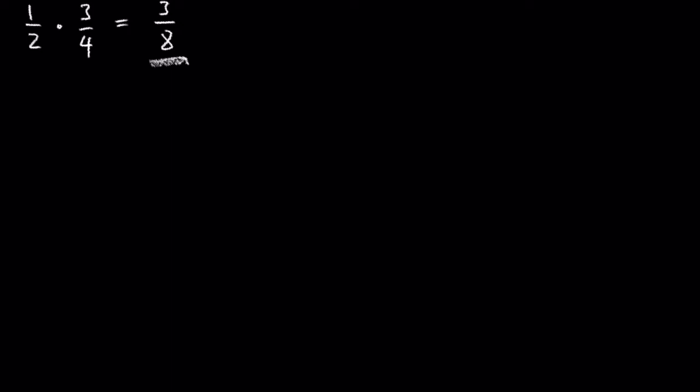Now let's look at this example. 5 over 7 multiplied with 2 over 3. 5 times 2 is 10 and 7 times 3 is 21.